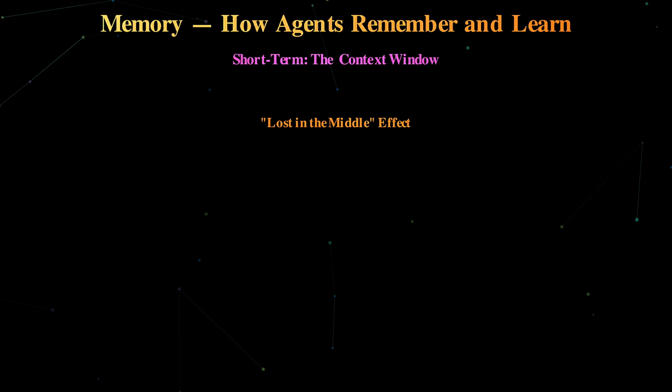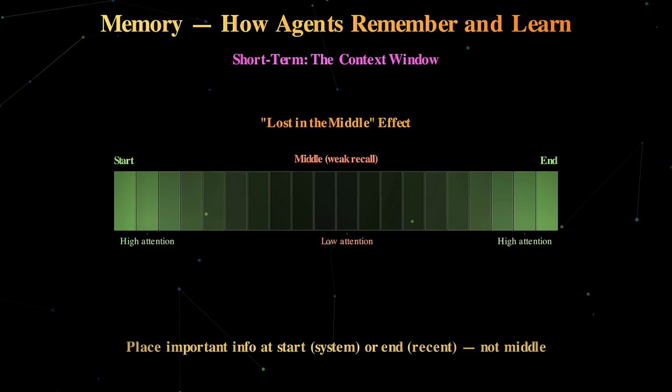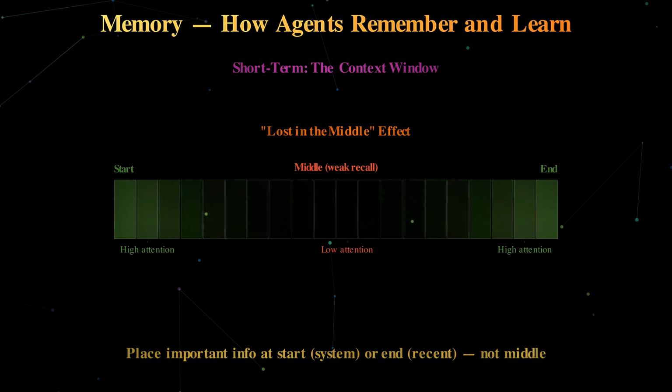Another subtle issue is that even within the context window, LLMs don't pay equal attention to everything. Research has shown a lost-in-the-middle effect. Models tend to recall information at the beginning and end of the context well, but struggle with content buried in the middle of a long sequence. This means simply stuffing everything into the context window doesn't guarantee the model will actually use it. Strategic placement of important information at the start, system prompt, or near the end, recent messages, significantly affects recall quality.